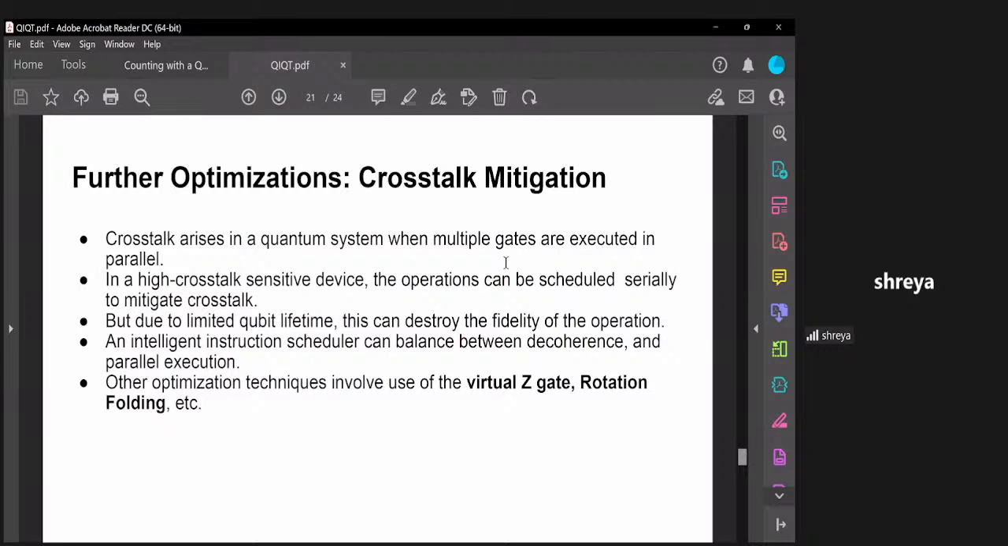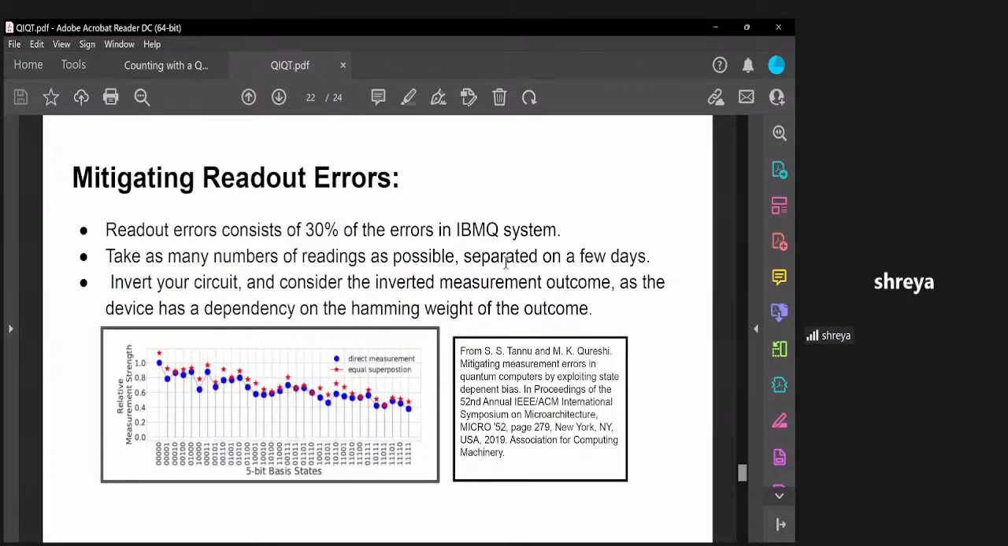But one little trick I want to mention is to use the virtual Z-gate. At least on IBM quantum computers, the Z-gate is virtual. There is no cost of a Z-gate. And if you can design your circuit in a way that uses more Z-gates than X-gates, you can get a better result. There are also readout errors.